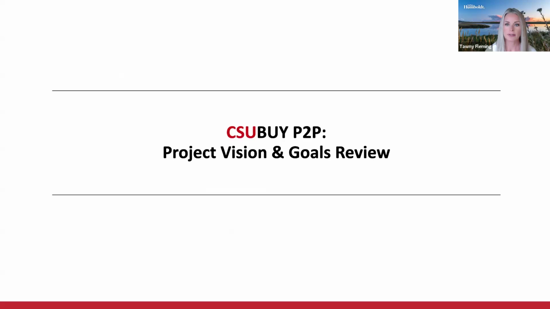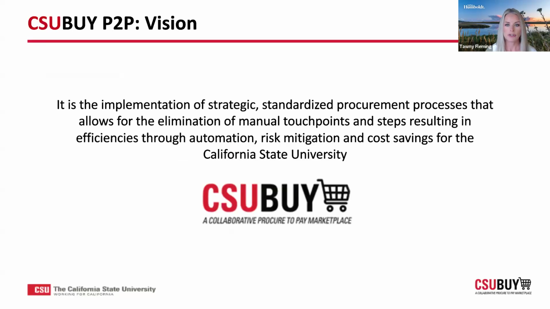Before we dive into functionality, let's take a moment to review the vision and goals of CSUBUY P2P. Understanding the why helps us better understand the design and decisions that have shaped this project. Our vision for P2P is to standardize procurement processes across the CSU, reduce manual steps, and drive efficiencies through automation. Ultimately, this means saving time, reducing risk, and lowering costs.